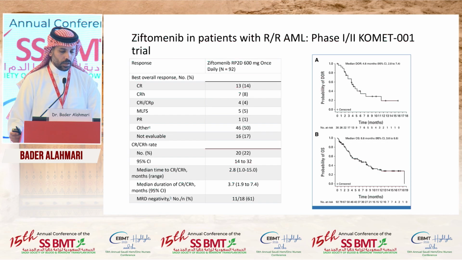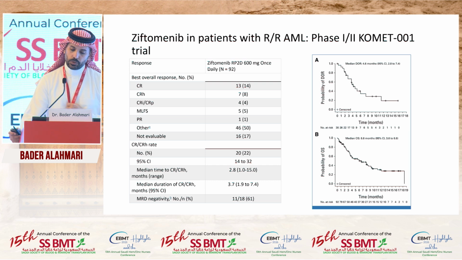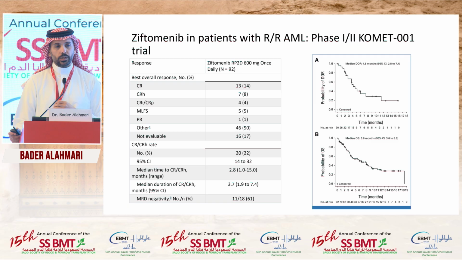Okay, so looking into responses, the CR rate was 14%, and CR/CRh was 22%, and the median time to first response was 2.8 months, with 60% MRD negativity. And if you look at the duration of response, the median duration of response was 4.6 months, a little bit equivalent to revumenib, and median overall survival was 6.6 months.